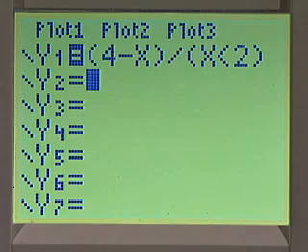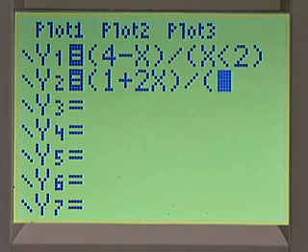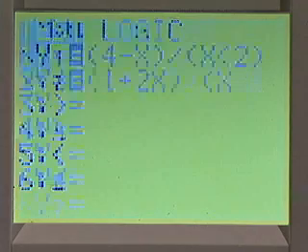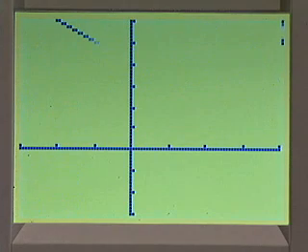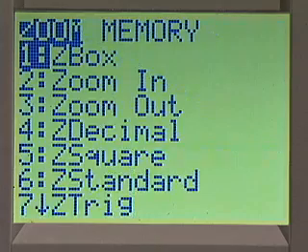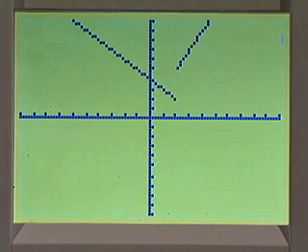For y sub 2, we'll put in the second piece of the graph. That's 1 plus 2x, close parentheses, divided by, and here we want x to be greater than or equal to 2. Now, when we graph, I'm going to notice that this is the screen we had previously, doesn't give us a great picture. Let's go to the standard window and see what we get. And notice that we're ending up with the function as we had it by hand.